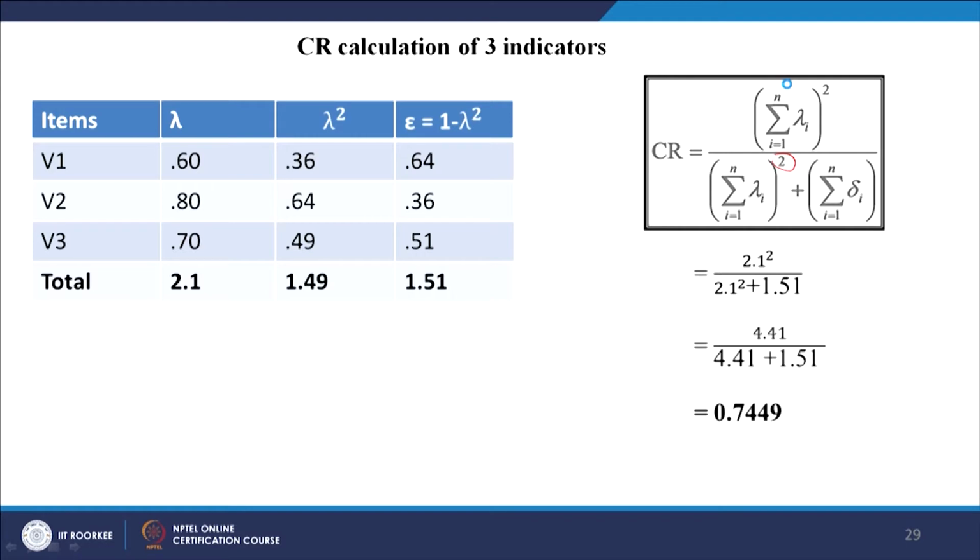Now, look at this, for example, in this case we are calculating the composite reliability. So, this is equal to 2.1 squared divided by 2.1 squared plus this 1.51. Now, this is coming to 0.7449. We have said the cutoff value is 0.7. So, our composite reliability is sufficiently okay, good or high, right. So, these two measures are stringent measures, okay.